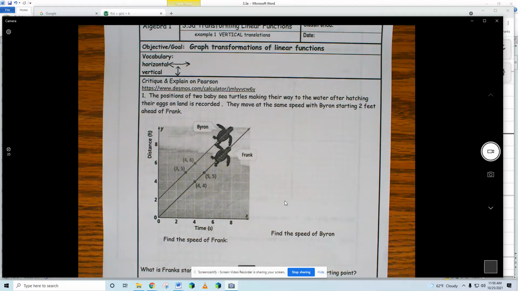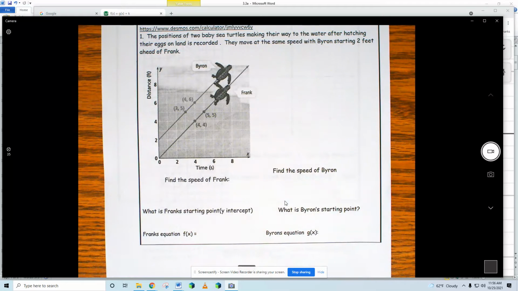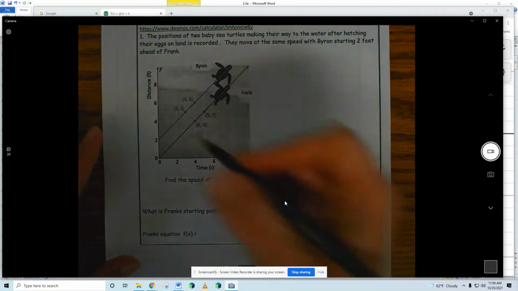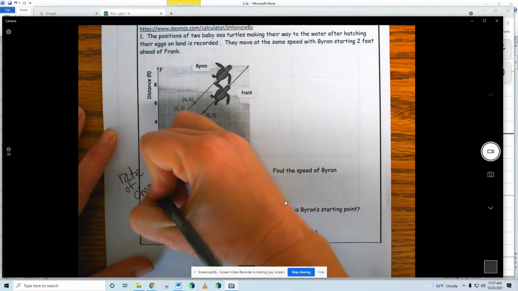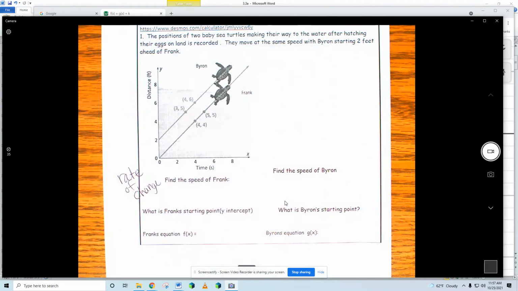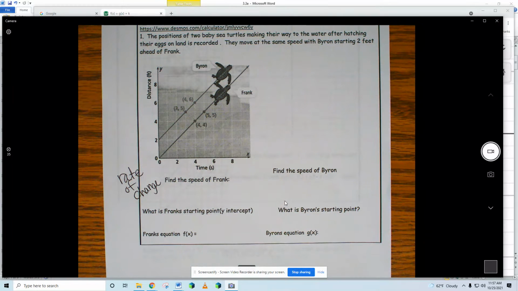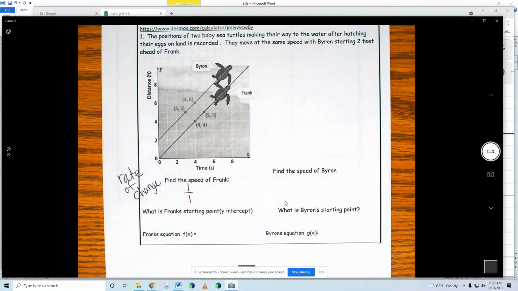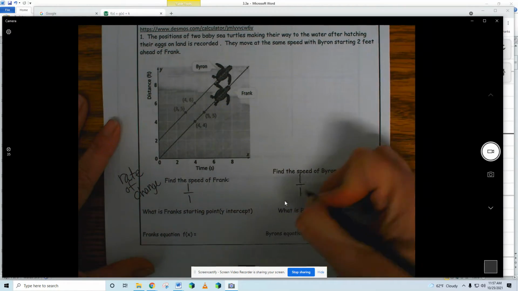So let's find the speed of both of these turtles. How would I find the speed of Frank? Frank is the lower line. How am I going to find the speed? And by the way, speed is the same thing as rate of change. What is the slope? What is the rate of change? What is the speed of Frank turtle? 1. Rise over run. 1 on 1. What is the speed of Byron turtle? 1 over 1. Good.